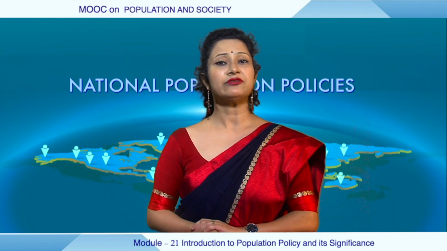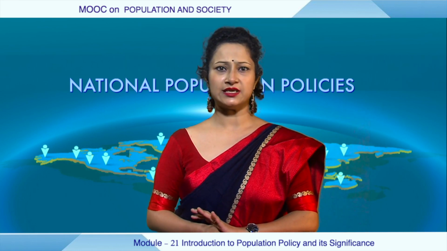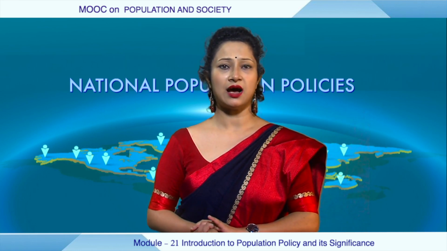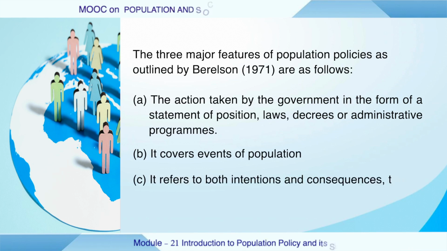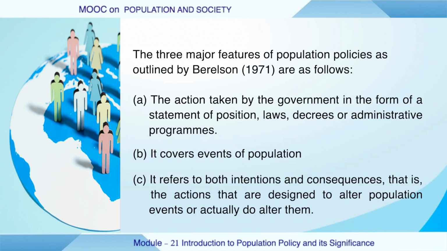Now, the three major features of any population policy as outlined by Berelson are, firstly, the action taken by the government in the form of a statement of position, laws, decrees or administrative programs. Second, it covers events of population. And third, it refers to both intentions and consequences, that is, the actions that are designed to alter population events and to actually alter them.